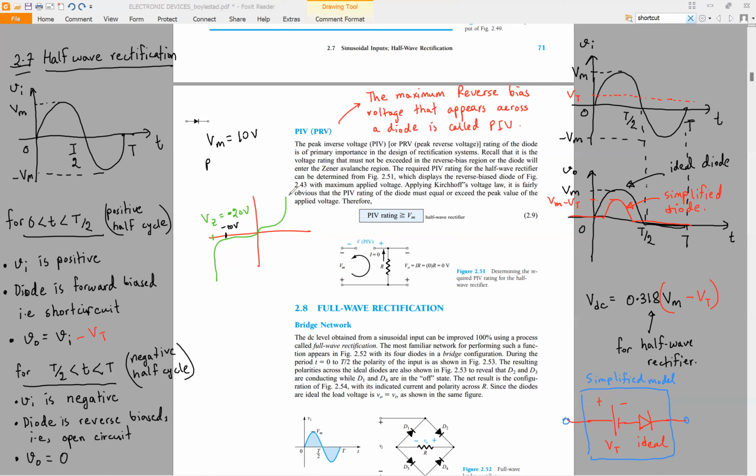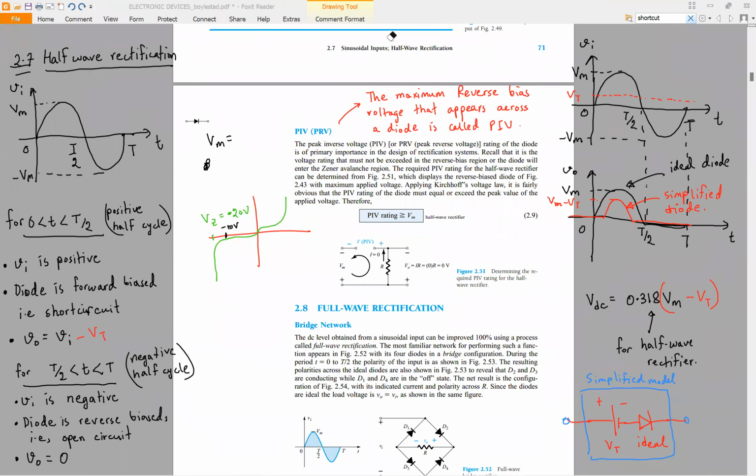But the green curve is the characteristic curve of the diode. So the Zener voltage of the diode is what? Minus 20, but our maximum negative voltage is minus 10. So our PIV rating is greater than the Vm, right? But let's say, for example, now our Vm is 25 volt.